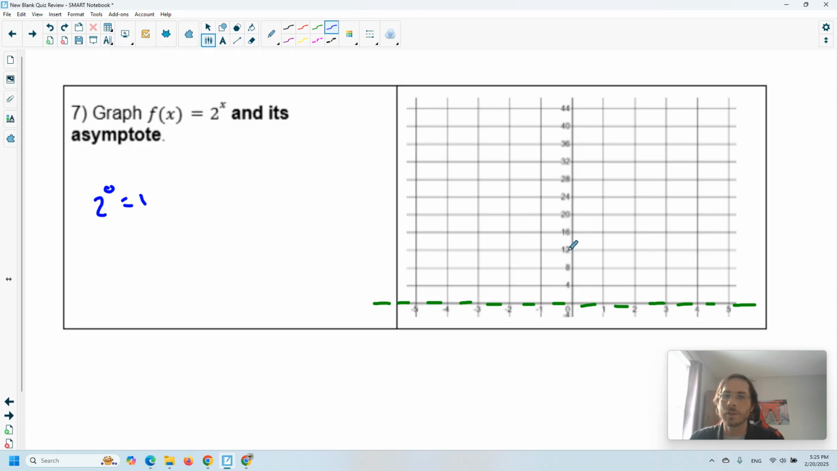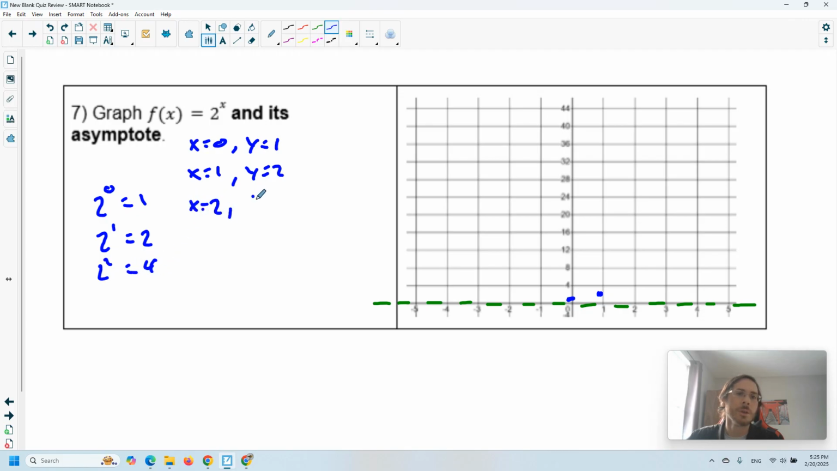I got to be careful here, because again, when we do these exponentials, we're going to go up really fast. So it's typical for the graph to not be by 1s. So 1 would be about there. So if x equals 0, y equals 1, then we have to try maybe 1. So 2 to the first is 2. So if x equals 1, y equals 2. Then I'll try 2 to the second to get 4. So if x equals 2, y equals 4.